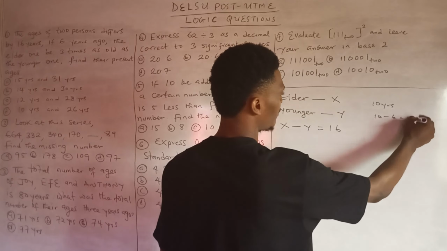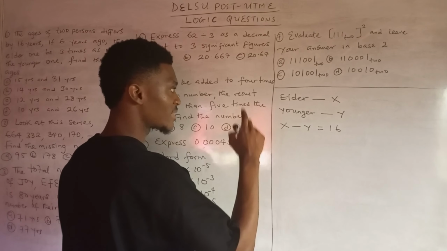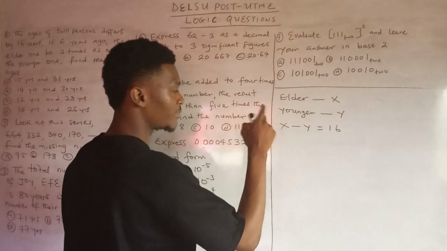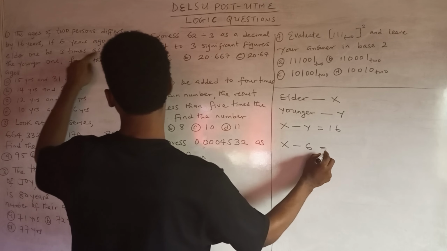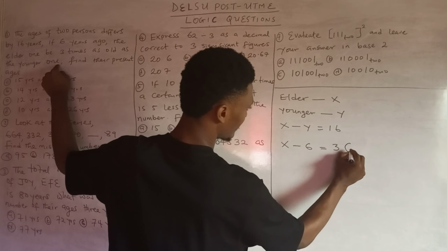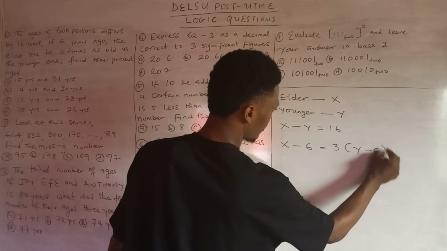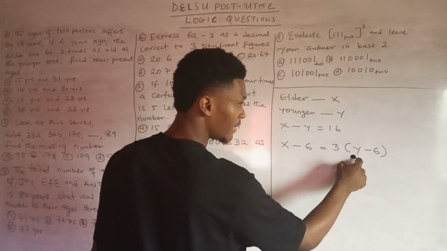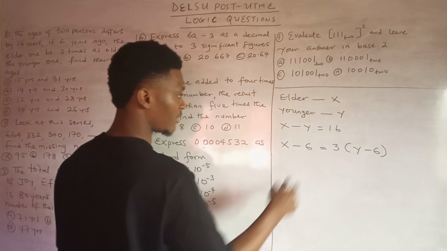You understand? So now, they said 6 years ago, the elder one be 3 times as old as the younger one, meaning we are going to subtract 6 from the elder one's age. So that becomes x minus 6, and we are still going to do that for the younger one's age because they said 6 years ago, the elder one be 3 times as old as the younger one. So it becomes 3, then in brackets, the younger one's age being y minus 6, because it's 6 years ago. It ought to be 3y, but due to the fact that we are dealing with 6 years ago, that's the reason why I represented it in this pattern.